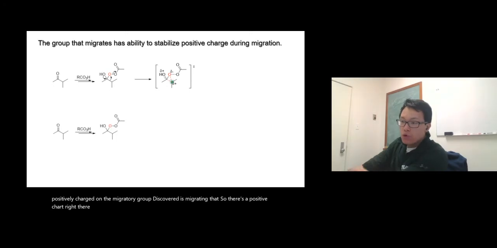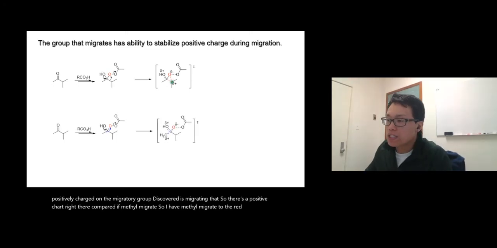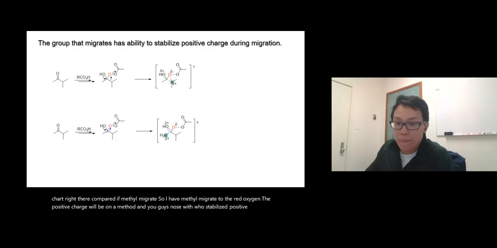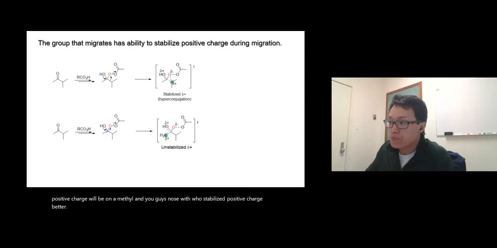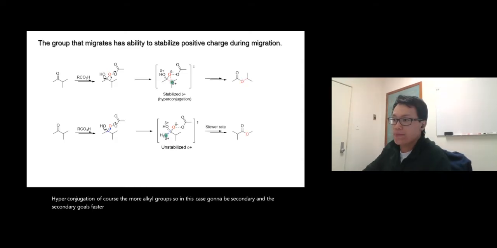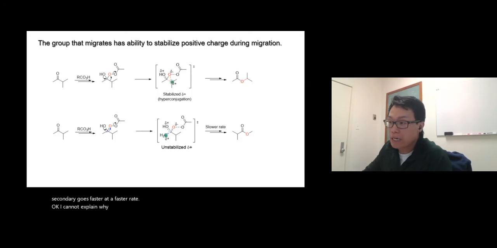Compared to if methyl migrates, so I have methyl migrating to the red oxygen, the positive charge will be on the methyl. And you guys know what stabilizes positive charge better? Hyperconjugation, of course. The more alkyl groups, in this case secondary, the secondary goes at a faster rate. Okay, it cannot explain why hydrogen migrates better.